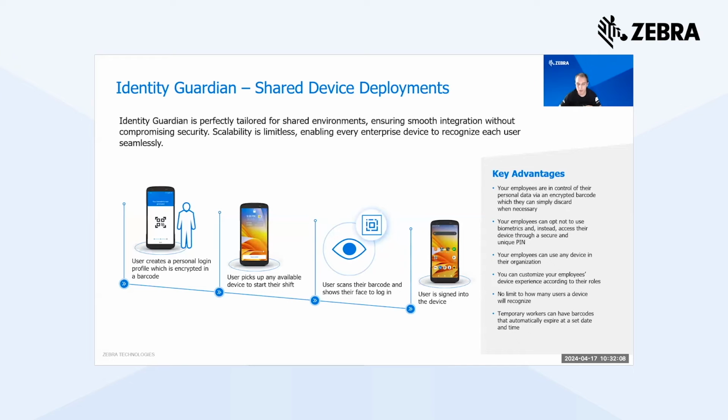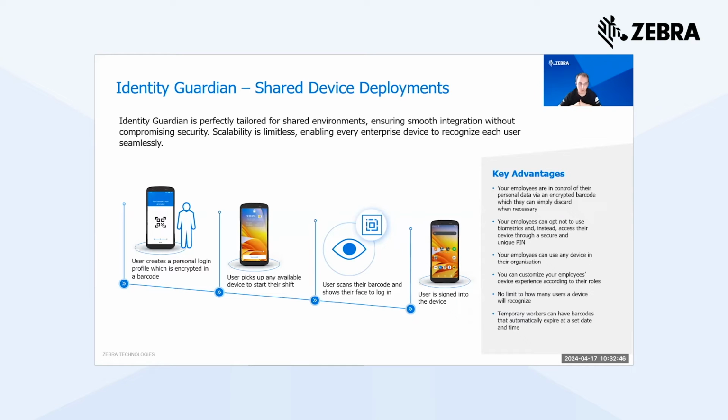And we have three different ways in which we can use Identity Guardian. The first one is meant to be used when we want to provision a new user. The second one will be used for the shared device environments, so for authentication. And then we have a third one, which will be used for authentication, but on a personally owned device. So in that case, we'll be talking about devices being used only by one single person.